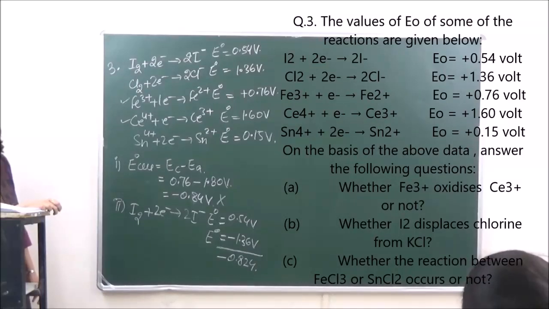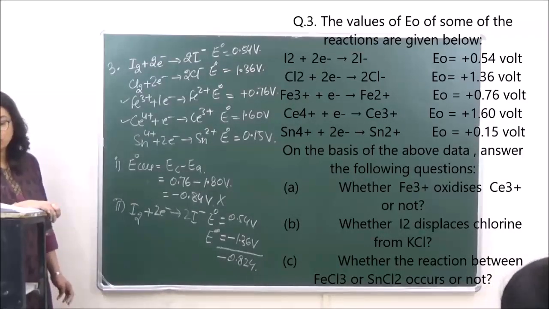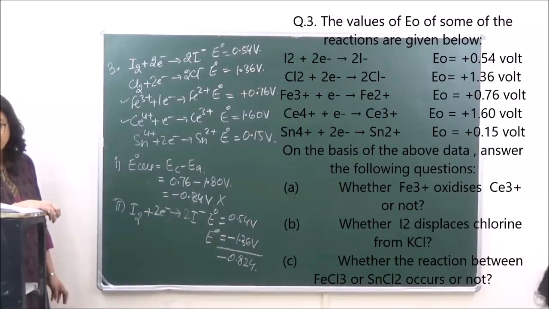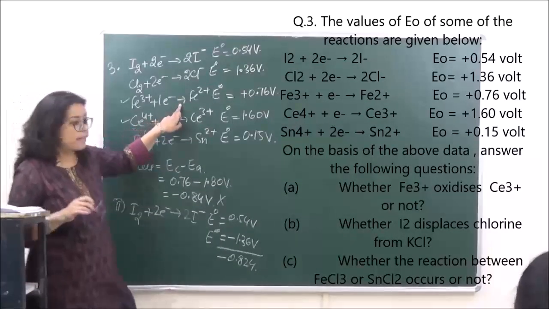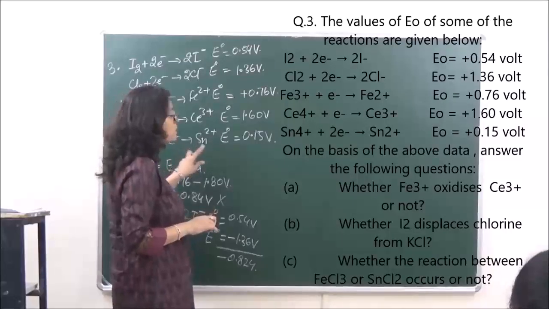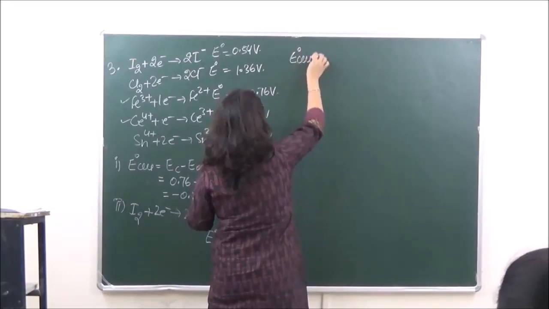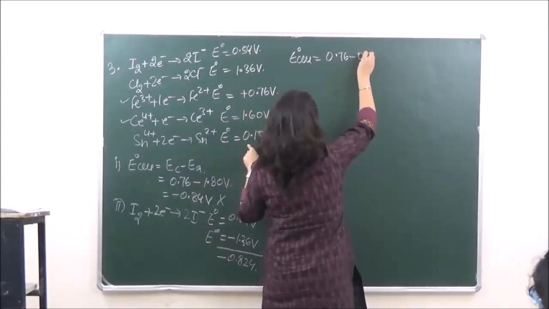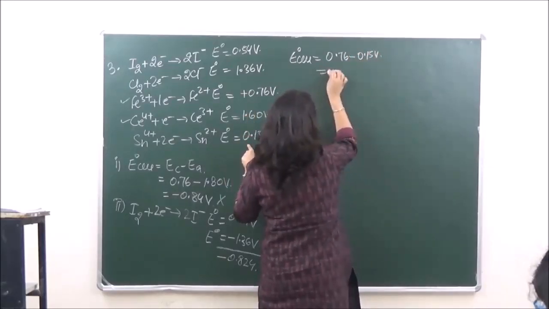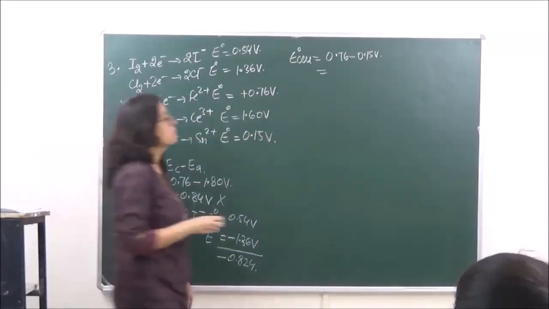Then the last one is whether the reaction between FeCl3 and SnCl2 occurs or not. Now when we are talking of Fe3+, the value given to us is 0.76. And the value of Sn given to us is 0.15. So what is going to be the E naught over here? That is going to be equal to 0.76 minus 0.15, which when calculated comes as a positive value of 0.61.